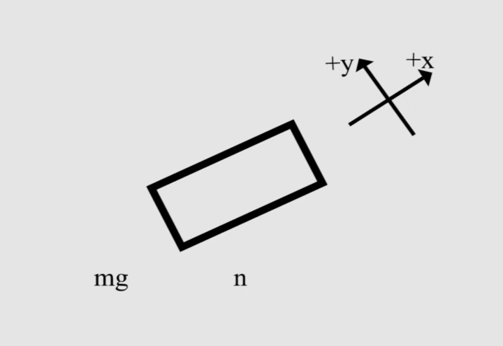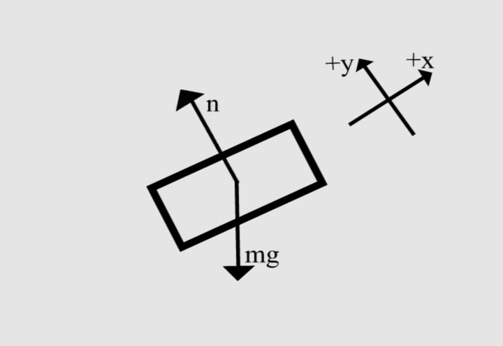Next, we are going to label the forces that we know are acting on the box, normal force and gravity. Once again, gravity will act upon the box straight down towards the bottom. Now remember, normal force is always perpendicular to the contact between two objects, so the normal force will be acting in the positive y direction towards the upper left.